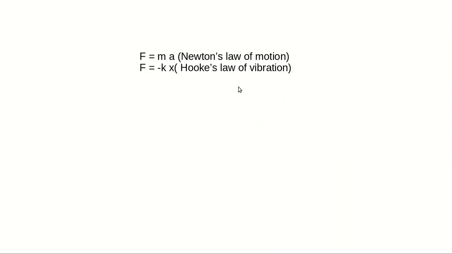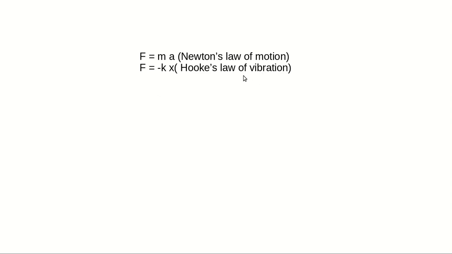Now in classical mechanics we have two different laws. The first law is well known, Newton's law of motion, that is F is equal to mass into acceleration. Acceleration can be written as d2x by dt square, which is the second order derivative of the position with respect to time. And another law is Hooke's law of vibration or oscillation.